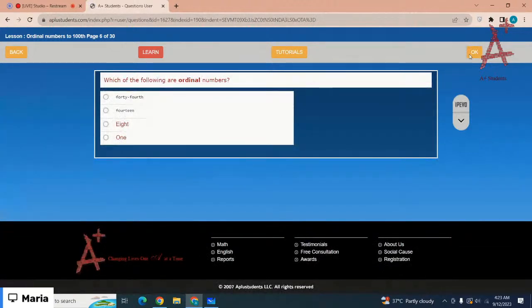Which of the following are ordinal numbers? Which is the correct option? 44th, 14, 8, 1. Which is the correct option?